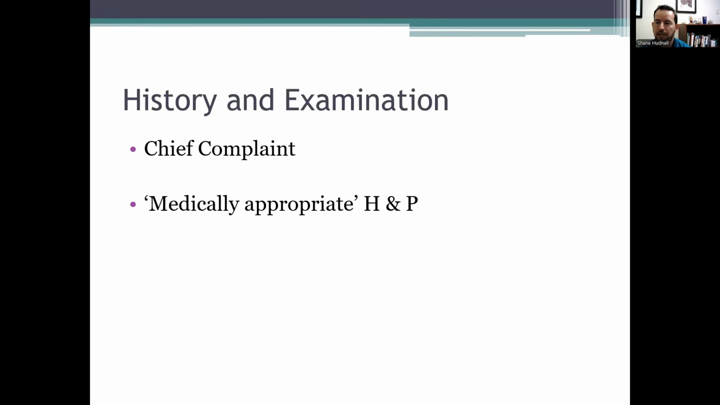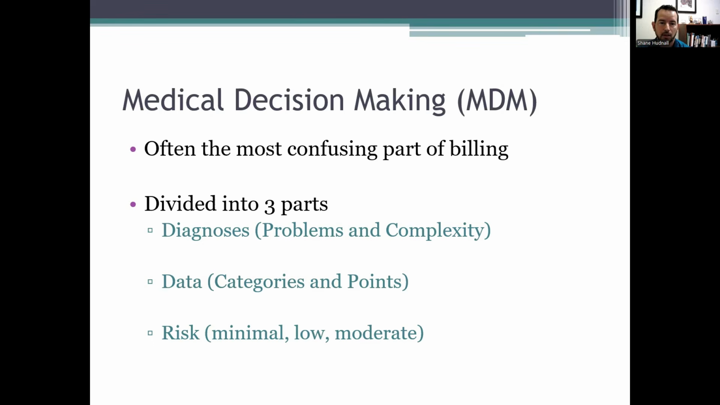Now, the history and examination portion has gotten a lot simpler since the beginning of the decade when they changed the rules on this. You just need to have a chief complaint and a medically appropriate history and physical. And no longer do we have to count elements.